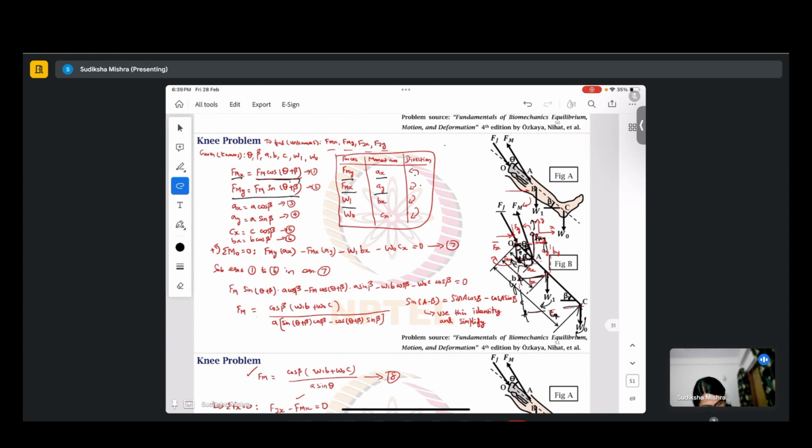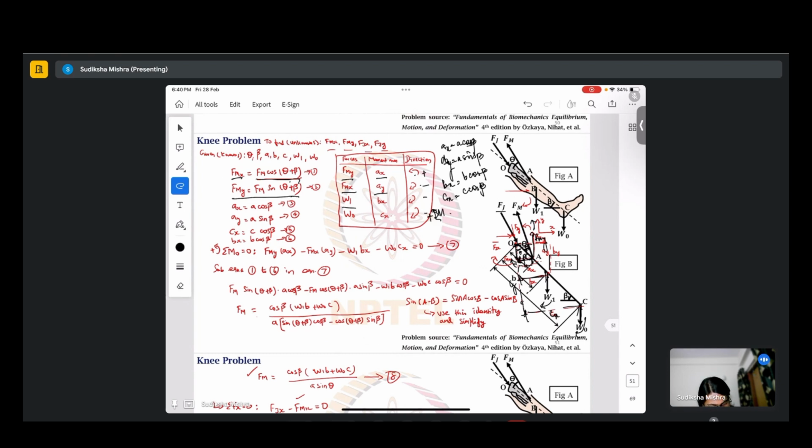Now ax is at an angle of beta, so ax is a cos beta, ay is a sin beta, bx is b cos beta, because the angle that all of these form with the horizontal is the same, beta. Cx is c cos beta. And the assumption is that if we take this as the positive x direction, this will be positive, negative, negative, negative.